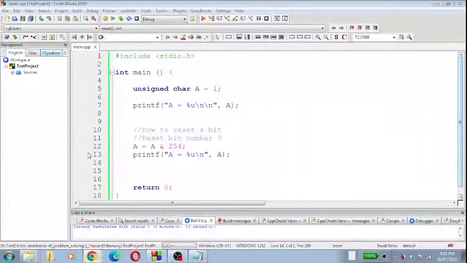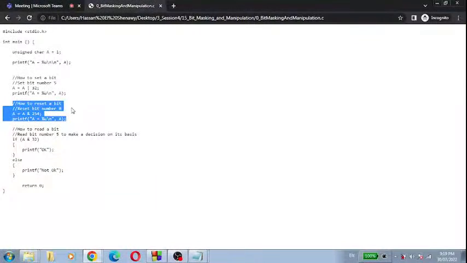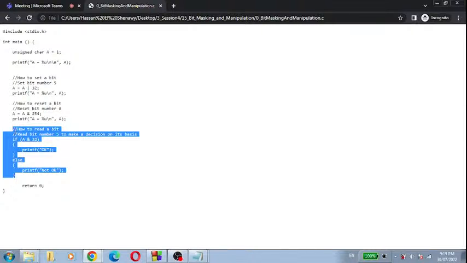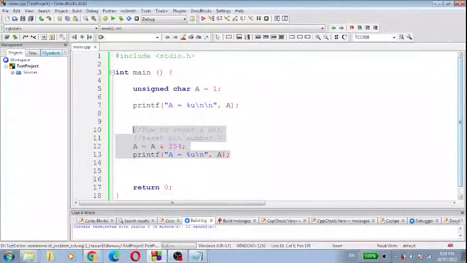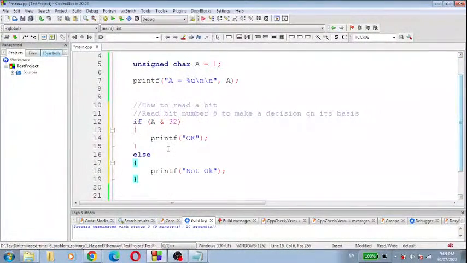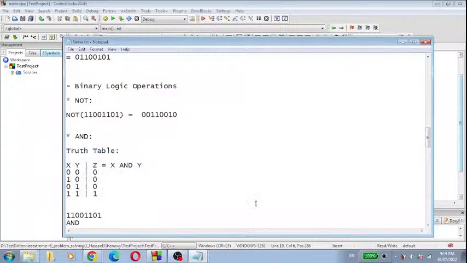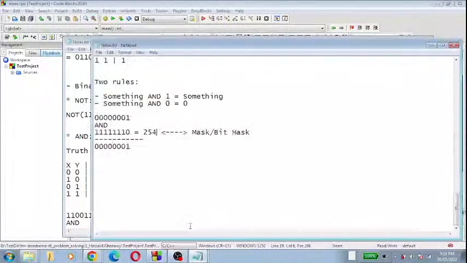I think I have one more entry here. Yes, how to read a bit actually. Let's try this here. Okay, thank you.